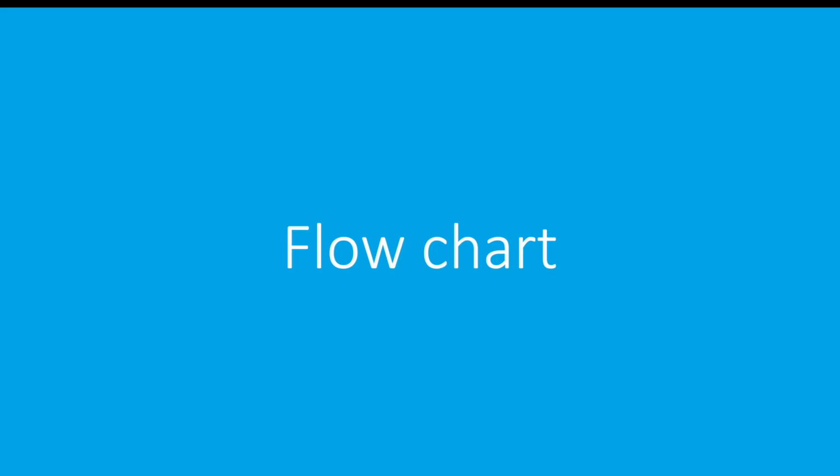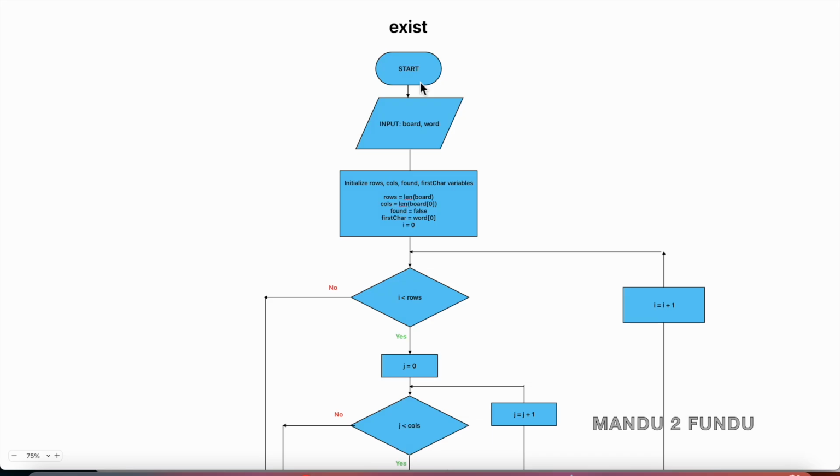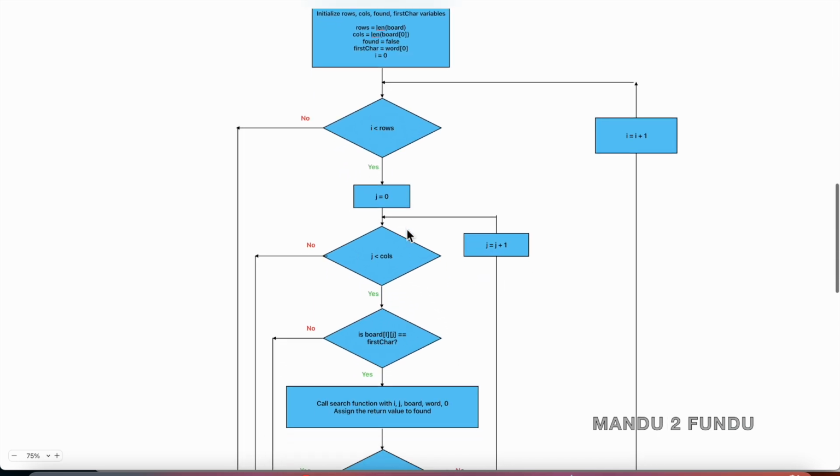Let's look at the flowchart. Input for this exist function is the grid board and then the input string word. First we initialize the rows and columns and the found boolean and the first character variables. Found will be initialized with false. The first character will be initialized with the first letter of the input word. And then we initialize the index I.